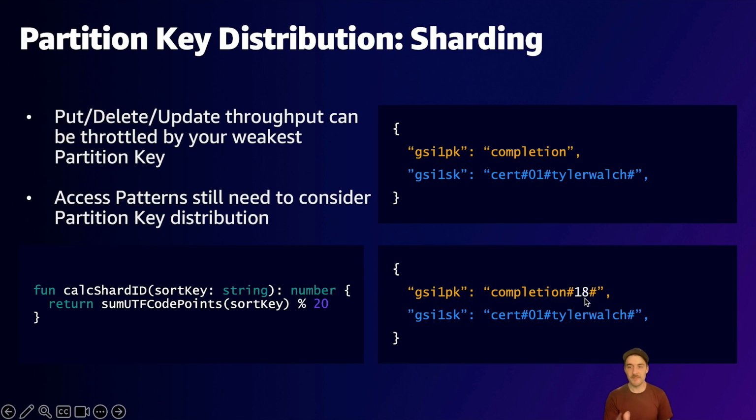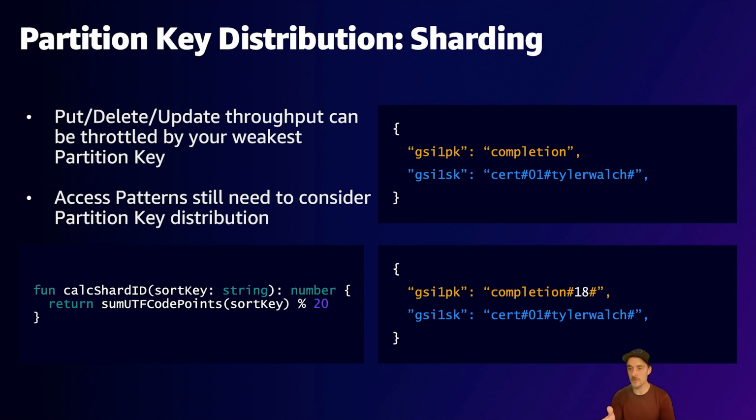The one thing that's difficult is if you don't know the full partition key. Maybe, again, we had issue date and then the student's name. If your shard ID is based off of both of those together, then you can't really create a completion partition key without both of those values. So you can't really do a starts-with date on those.